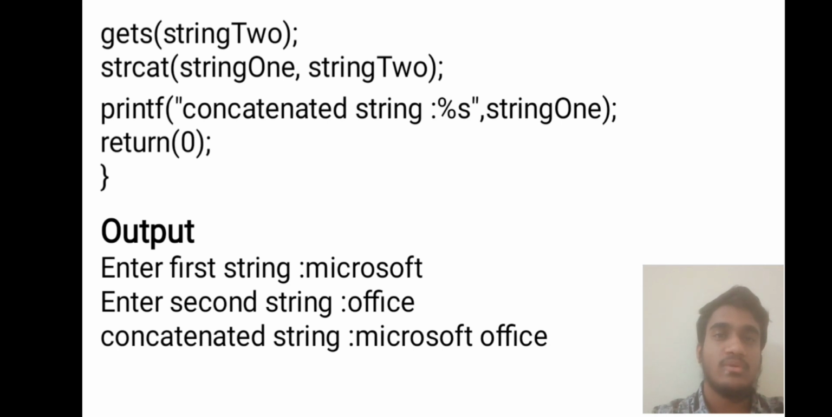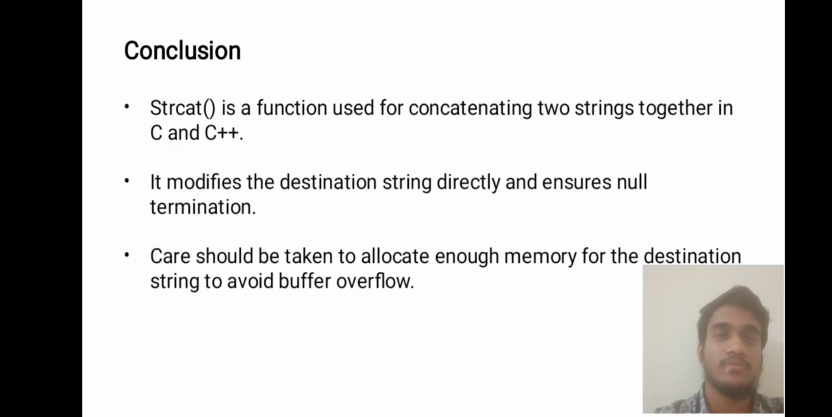Now printf("Concatenated string: %s"). Both the strings are concatenated and stored in string1. return 0; Output: Enter first string, we entered Microsoft; Enter second string, Office. Both are concatenated to give Microsoft Office. The output of the program is: Concatenated string is Microsoft Office.